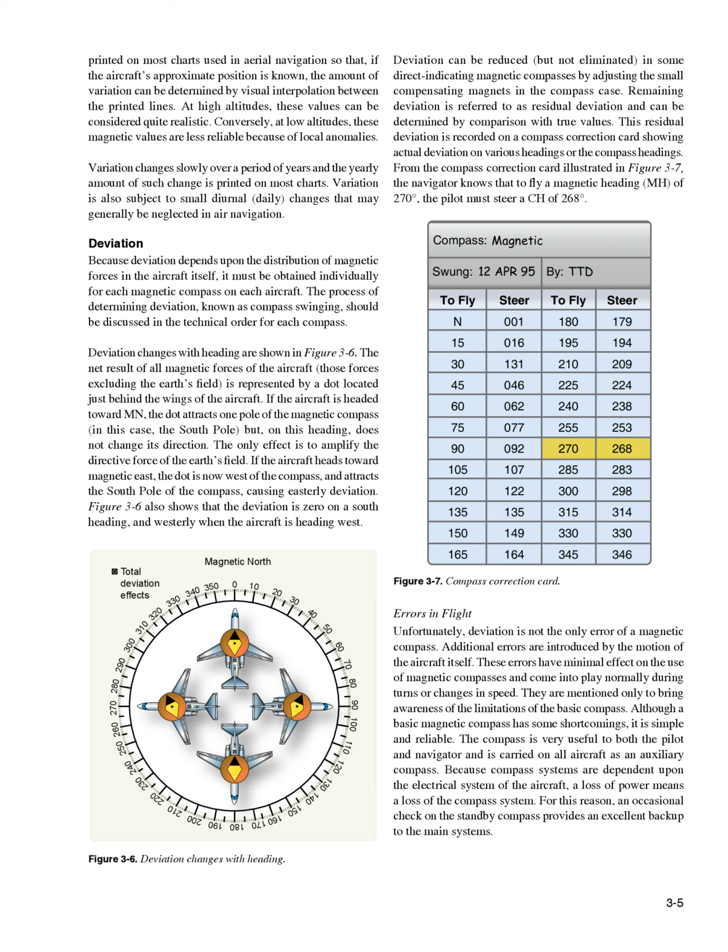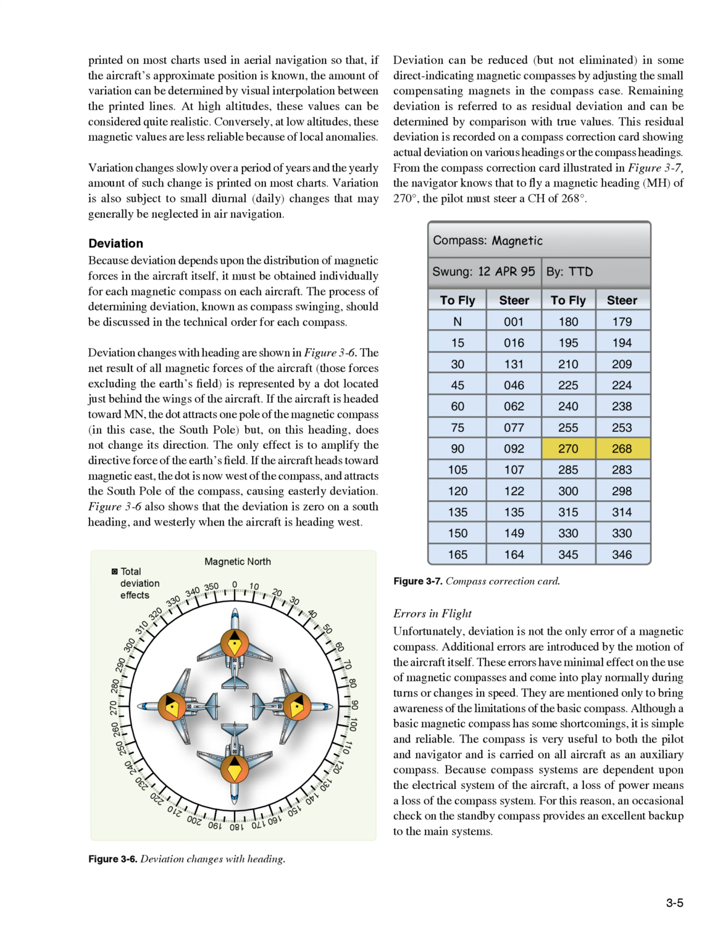Deviation. Because deviation depends upon the distribution of magnetic forces in the aircraft itself, it must be obtained individually for each magnetic compass on each aircraft. The process of determining deviation, known as compass swinging, should be discussed in the technical order for each compass. Deviation changes with heading are shown in Figure 3.6.